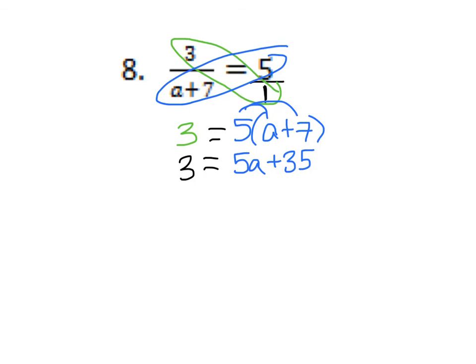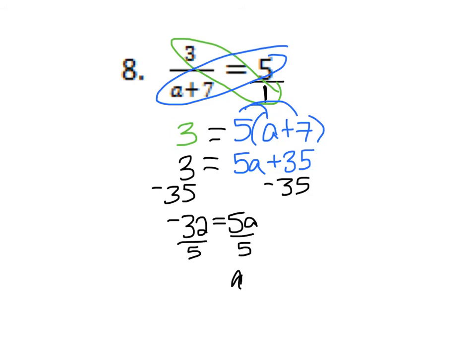Since a is on the right, I need to move everything over to the left. So minus 35. 3 minus 35 is negative 32. Equals 5 times a. Divide both sides by 5. 32 and 5 cannot be simplified, so a equals negative 32 over 5.